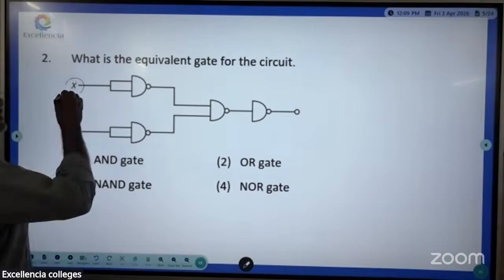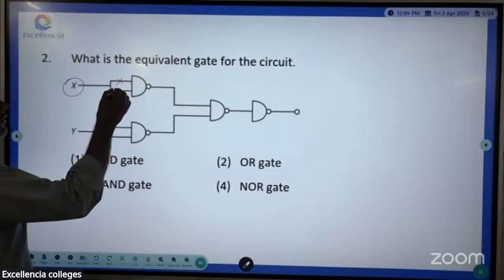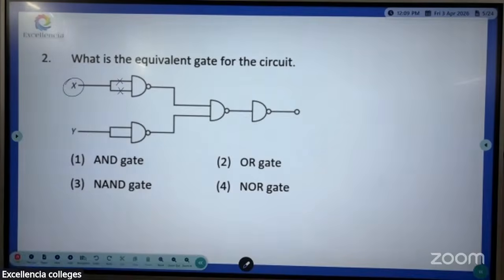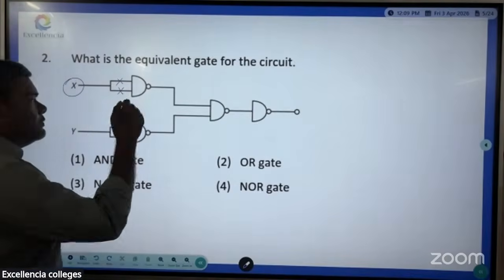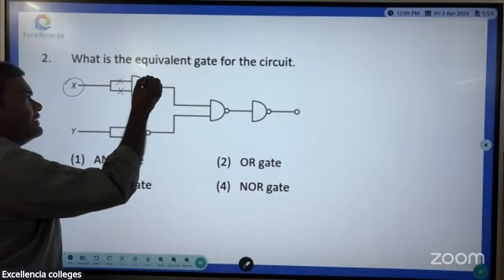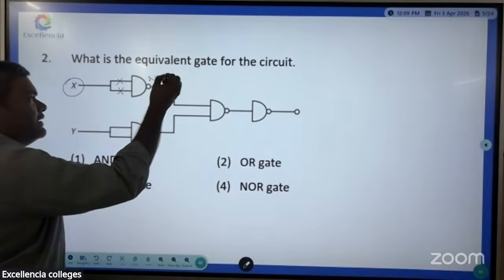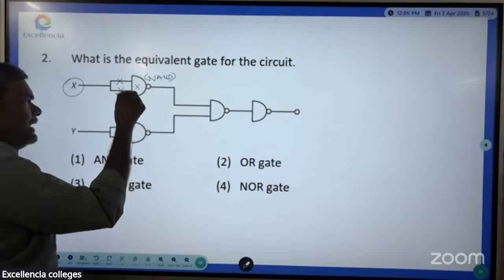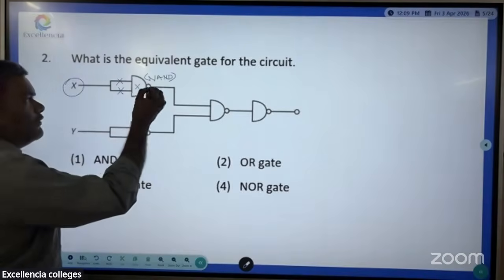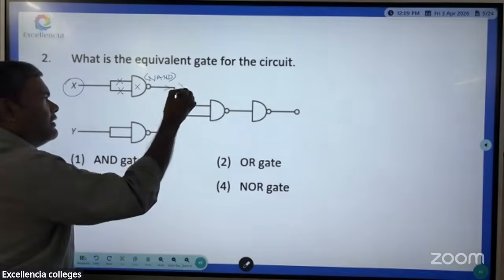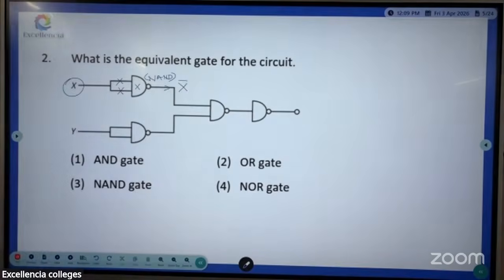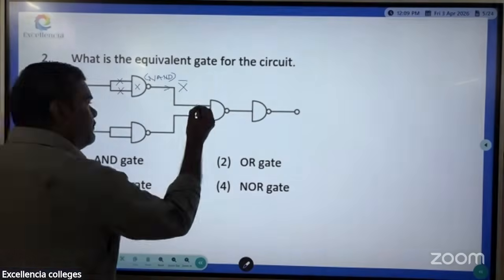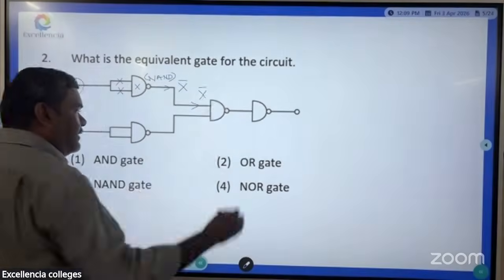This is the X which is being fed here, so this input is also going to be X. This is also going to be X, and these X and X are going to be fed into a NAND gate. So the output of X and X in AND will be X, and then the output of the NOT will give you X bar. So the input which is going to be fed into this gate is going to become X bar.